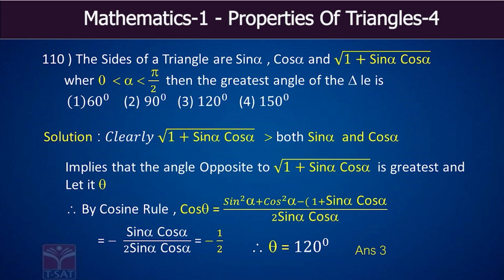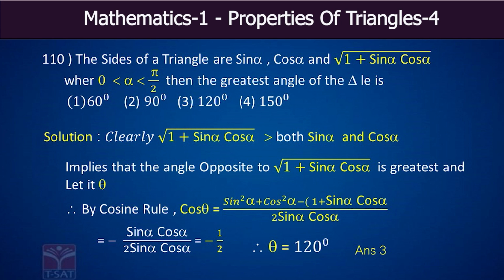The sides of a triangle are sin alpha, cos alpha and square root of 1 plus sin alpha cos alpha, where 0 is less than alpha less than pi by 2. Then the greatest angle of the triangle is 1) 60 degrees, 2) 90 degrees, 3) 120 degrees, 4) 150 degrees. Clearly, square root of 1 plus sin alpha cos alpha is greater than both sin alpha and cos alpha. That implies that the angle opposite to square root of 1 plus sin alpha cos alpha is greatest. And let it be theta.